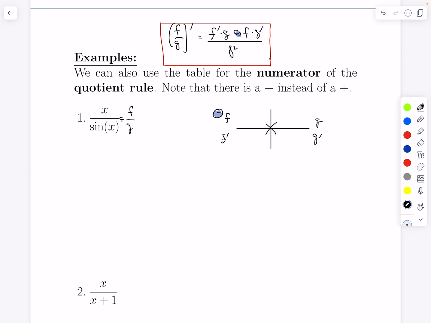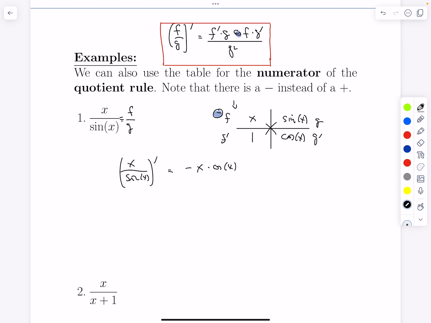So we write down F, we write down G. Again, there's an order now, because G is at the bottom, not at the top. And then take the derivatives, you can do that now. The derivative of x is 1. The derivative of sine is cosine. And then we use the rule, so x over sine x prime is, and we use the table, the minus f, so minus x times cosine x.